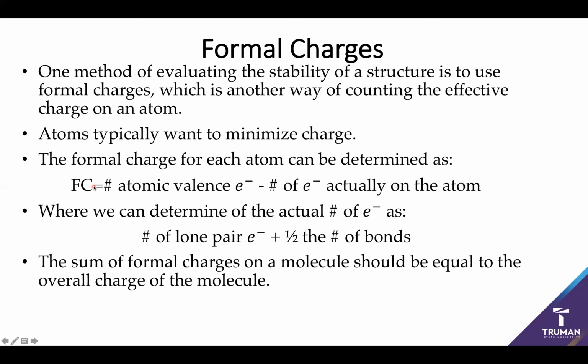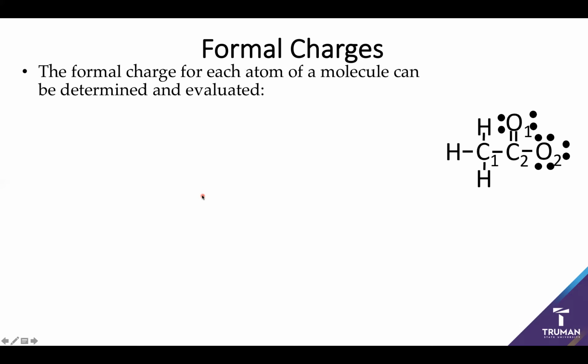We can then use this to figure out a formal charge for each atom, and the sum of formal charges on the molecule should be equal to the overall charge of the molecule. So if I have a molecule that has a -1 charge, when I add all my formal charges together, I should have -1. Let's take a look at what this looks like for a real structure. Let's look at our acetate molecule that we built last time.